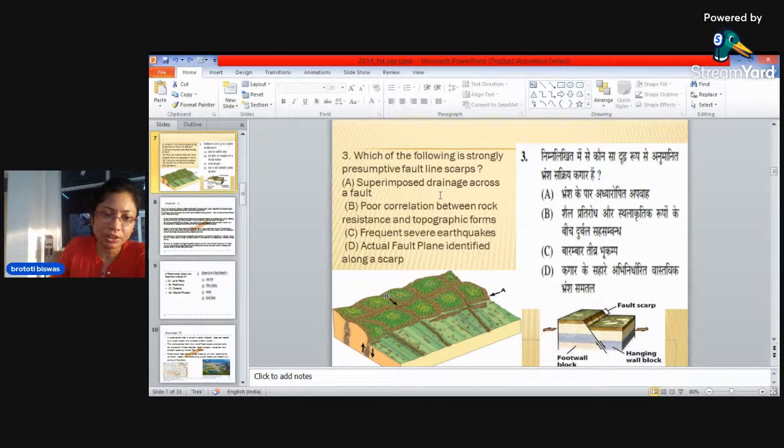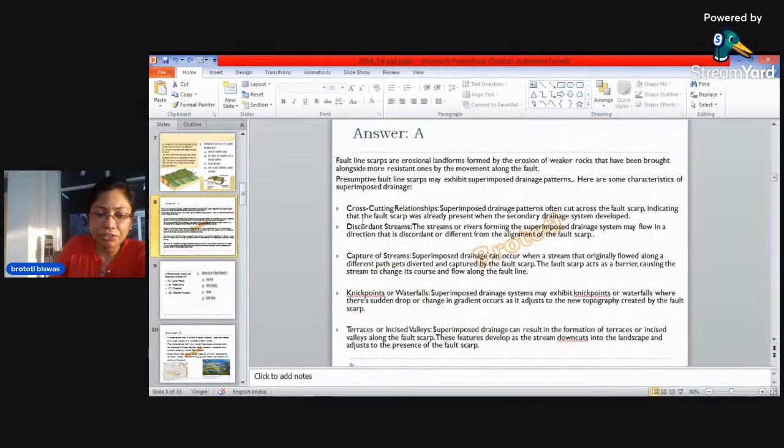And in superimposed drainage system, we have got various kinds of drainage characteristics. For example, waterfalls or nick points, when water will be falling from a heighted area to the downward portion. Or we can have various other characteristics, like cross cutting of streams, that is cross cutting relationships. We can have discordant streams.